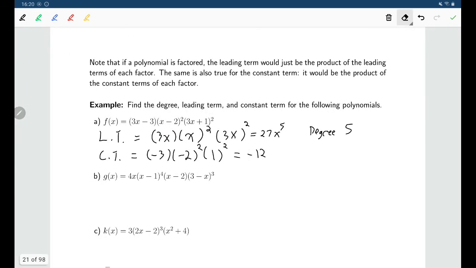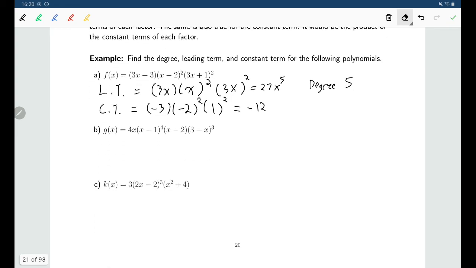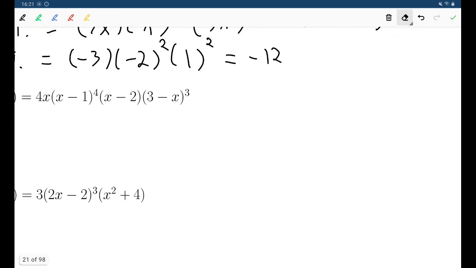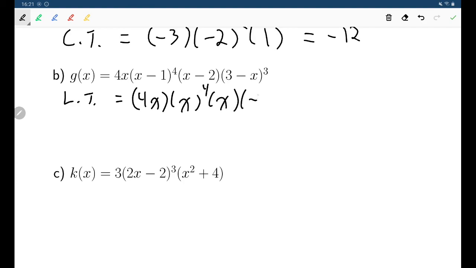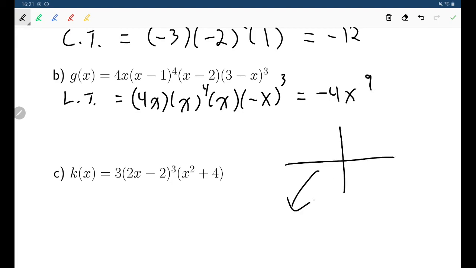Just going to do a couple more examples here. G of x, if we want to find the leading term for g of x, multiplying together the leading terms for all of our factors. So 4x, we have x to the 4, x, negative x cubed. And if we were to multiply all of this out, we would have negative 4x to the 9. Which means that if we were thinking in terms of end behavior for this polynomial, it would be going down on both.